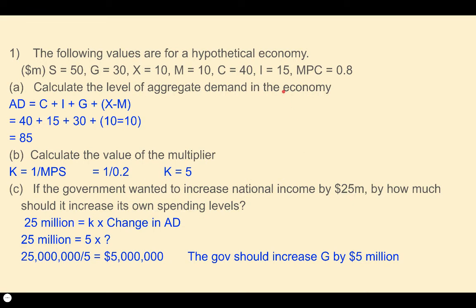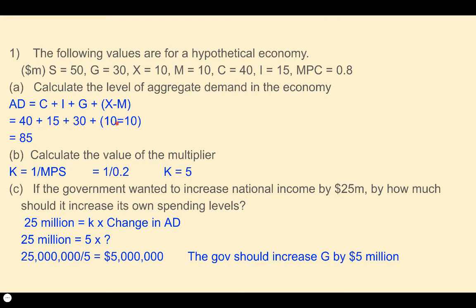Okay, let's see how you went. So the following values for a hypothetical economy are all in millions of dollars. S is 50, G is 30, X is 10, M is 10, C is 40, I is 15, and MPC is 0.8. So they've given us a lot of information there. We recognize our components of aggregate demand here. AD equals C plus I plus G plus X minus M. We need to memorize that. So if I plug them in, that's going to tell me aggregate demand is 85.